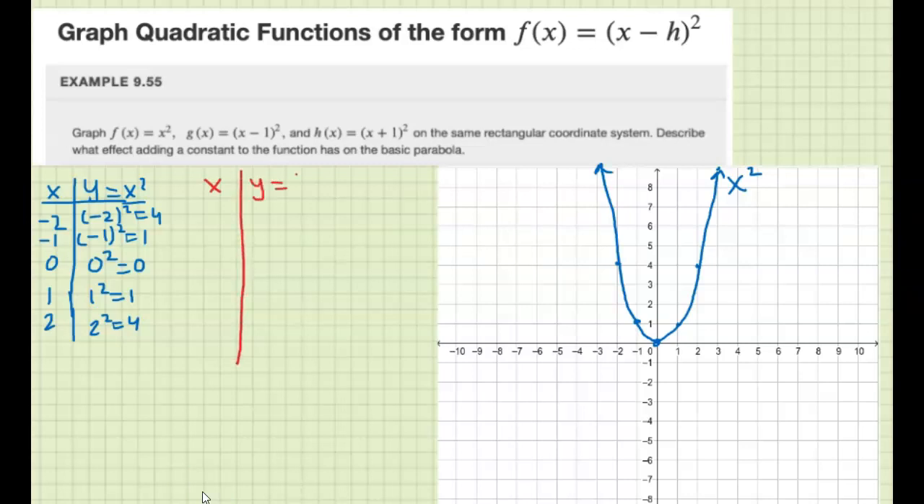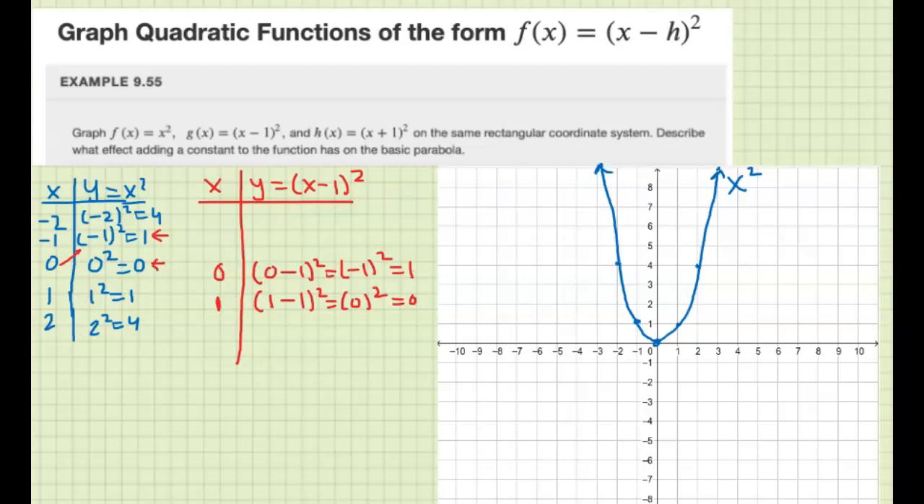Now let's see what happens if I graph y equals (x minus 1) squared. Let's start with x is 0. If I plug in x is 0 in here, I get (0 minus 1) squared, which is negative 1 squared, which is 1. So when I plug in x is 0, I'm actually squaring negative 1, and I get this one right here. Let's see what happens when I plug in 1. I get (1 minus 1) squared, 0 squared, which is 0. So when I plug in 1, I'm actually squaring 0, which is this one.